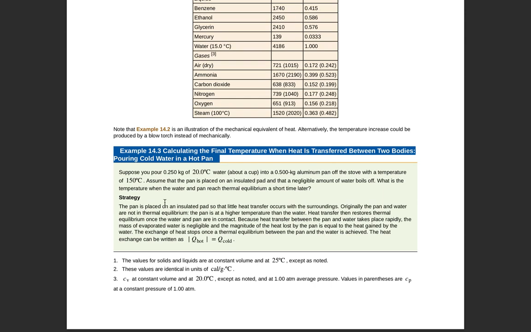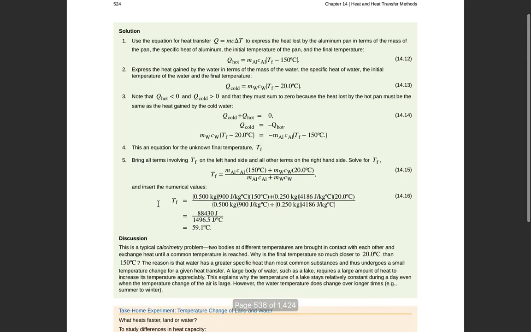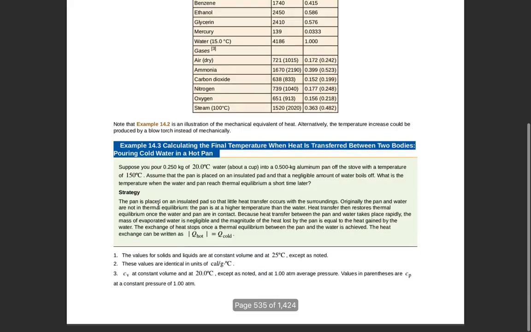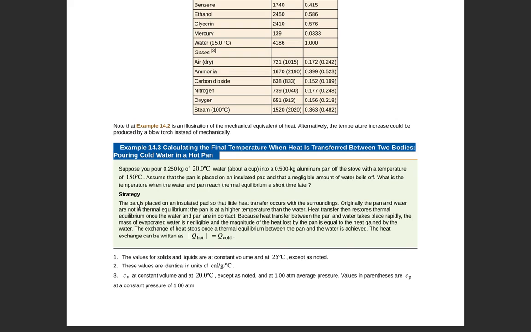Okay, so the strategy here. A pan is placed on an insulated pad, so that means little heat transfer occurs with its surroundings. If it's insulated, all that heat's basically going to be trapped in there. Originally, the pan and the water are not at thermal equilibrium. The pan is at a higher temperature than the water. The pan's at 150 degrees C, and the water's at 20.